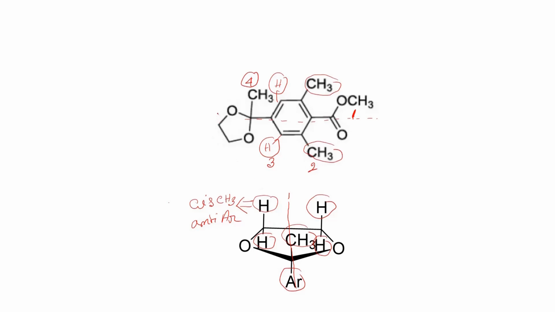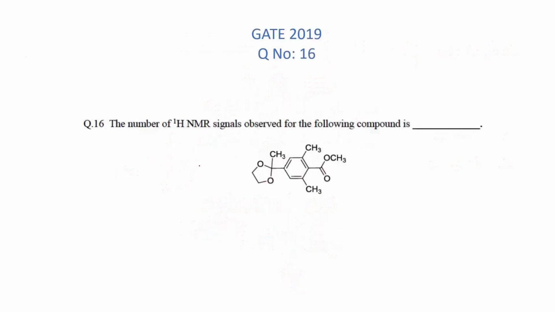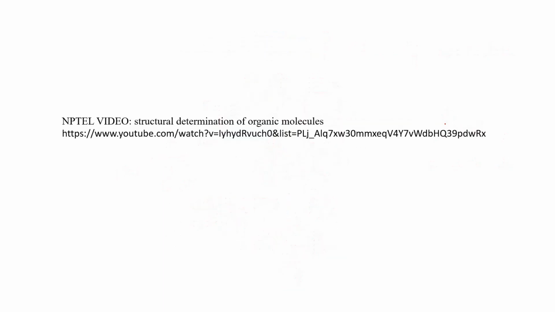So how many peaks will we get? This is 4, this is 5, and this is 6. So we will get 6 peaks in this spectrum. So how many signals? We will get 6 signals. For more information, you can watch this video. Thank you.